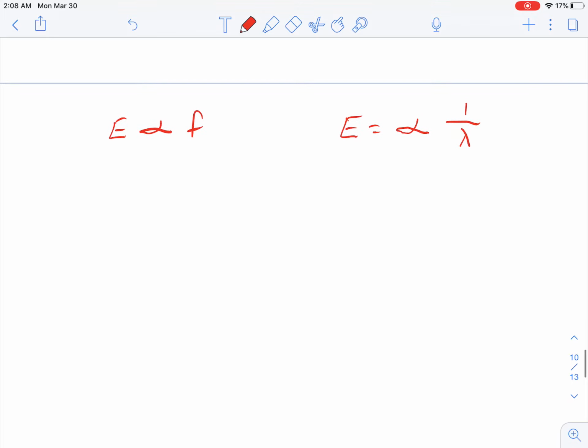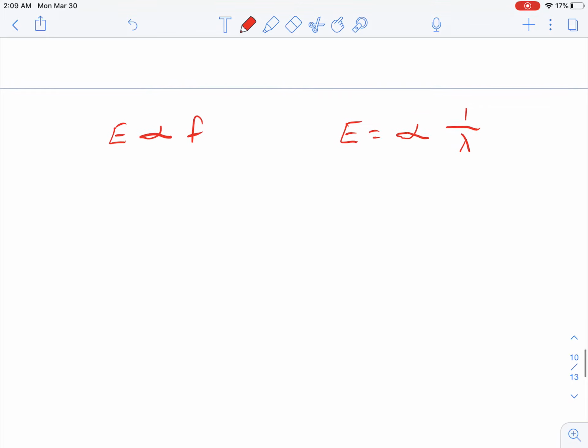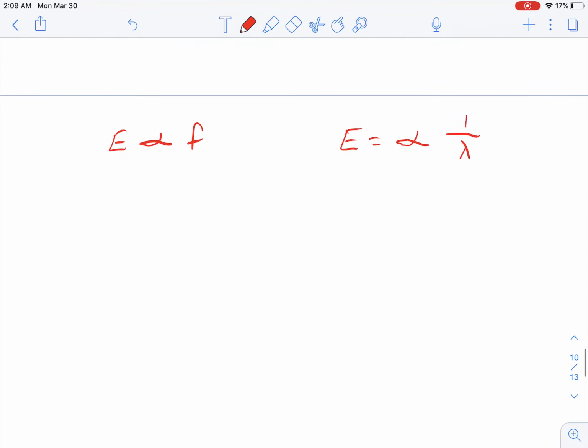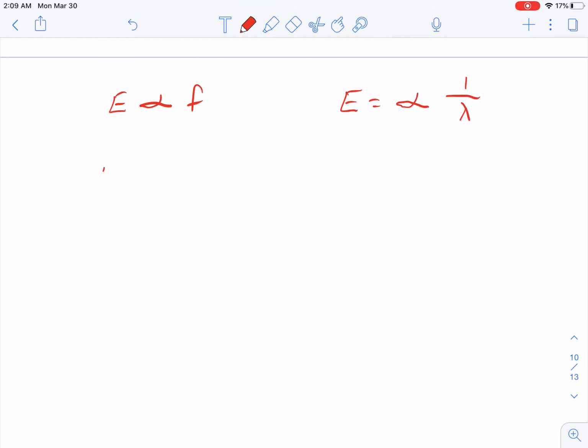Now to go from this statement of proportionality into an actual equation, we have to make use of Planck's constant. So we said Planck's constant was a proportionality constant that relates energy of a photon to its frequency. That means if we take the energy of a photon, it is going to be equal to Planck's constant times our frequency. So we have our energy of our light. Anytime we're dealing with energy, it's going to be in terms of joules. And we have our h, which is going to be Planck's constant.